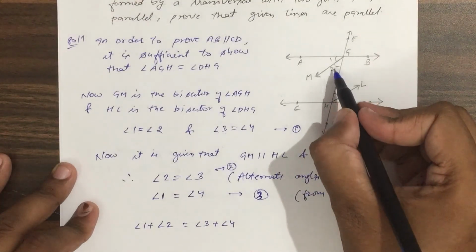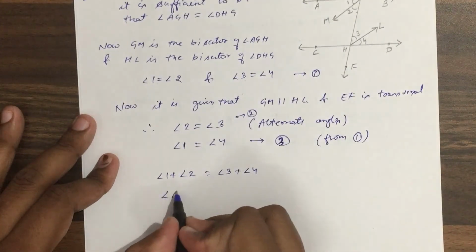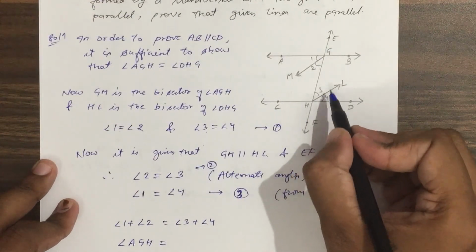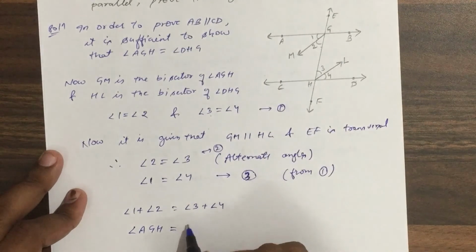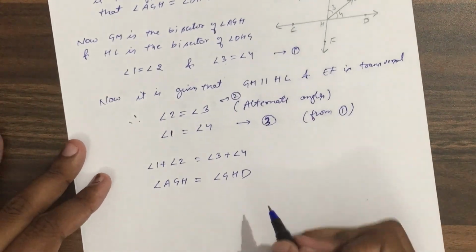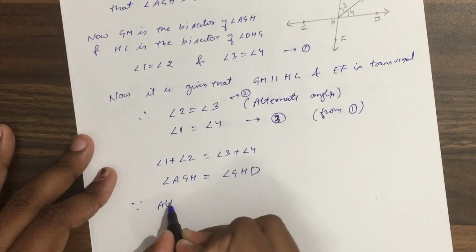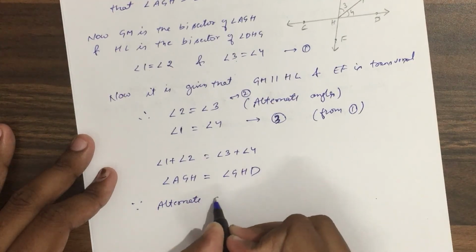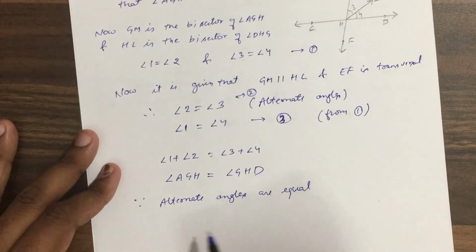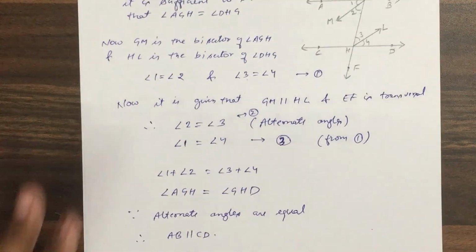Now look, what is angle 1 plus angle 2? This whole angle is angle AGH. So angle AGH equals angle 3 plus angle 4, which is this whole angle, angle GHD. Since alternate angles are equal, therefore AB is parallel to CD.